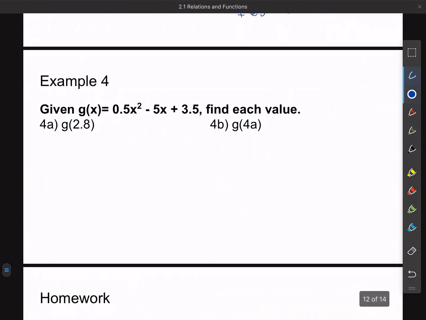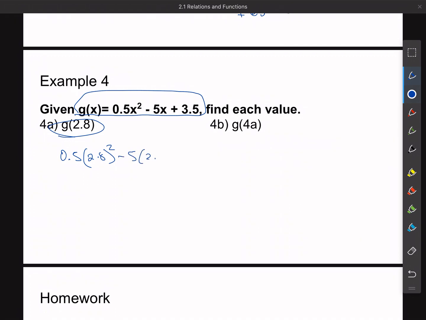Okay, so for example 4, they want you to do a little bit of that. It says, here's the g function, right? g of x is equal to this. Okay, let's find g of 2.8. So all they want us to do is plug 2.8 in. So we have 0.5. I always use parentheses, so make sure you get used to that. 2.8 squared minus 5 times 2.8 plus 3.5. When you go to solve this, make sure that you start with your parentheses. You're going to start right here with 2.8 squared.